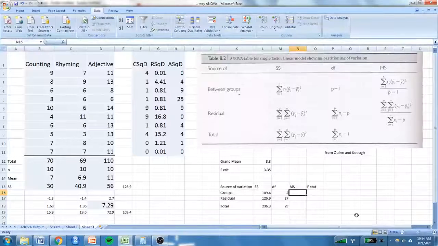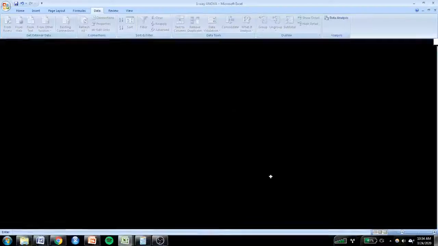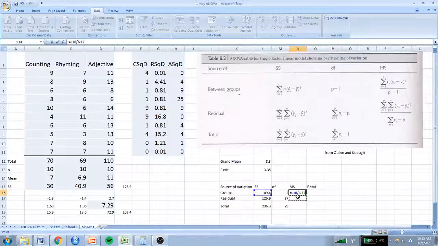Can you believe how easy this is? So now, what are we doing? We're just dividing our sum of squares by our degrees of freedom. So we're going to divide the sum of squares for the group by the degrees of freedom. That is your mean square term for the groups.